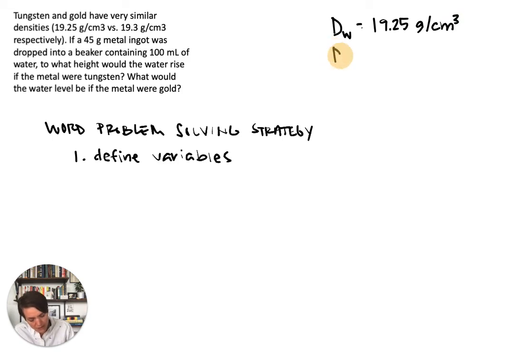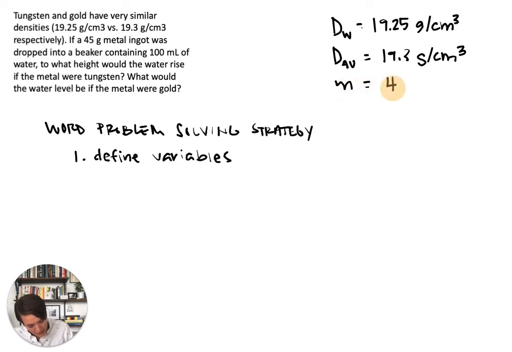Then we have our density of gold. It's another example where it's not GO. If you look, tungsten and gold are in the same row of your periodic table. Tungsten is element number 74, gold is 79, and it is AU. And that is 19.3 grams per centimeter cubed. What else do we have? We have a mass of 45 grams, and we have a volume. And this is the initial volume, so the volume before we add that ingot, and that's 100 milliliters.